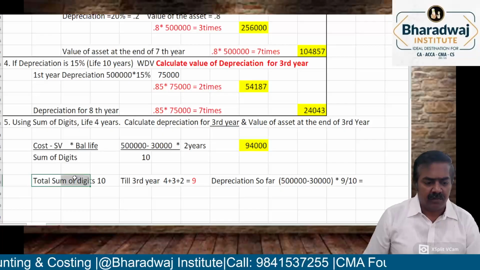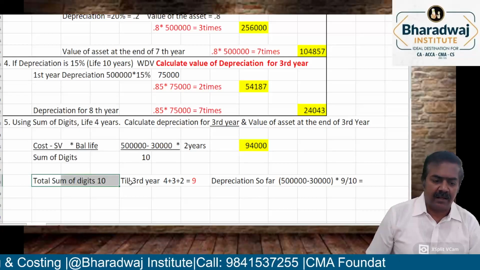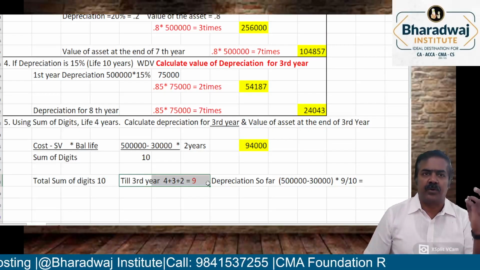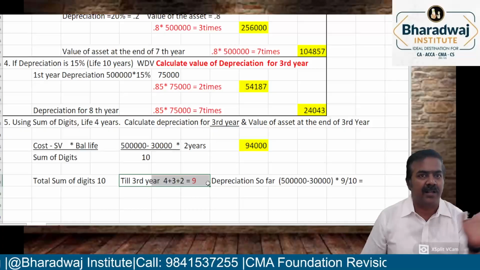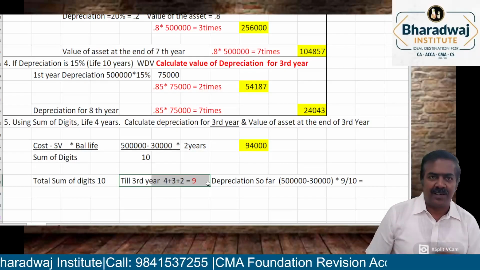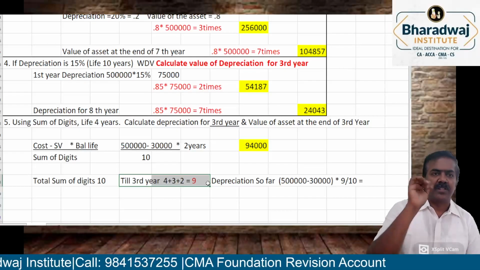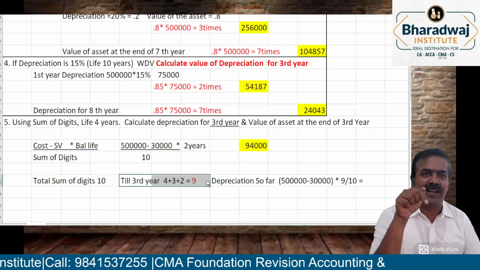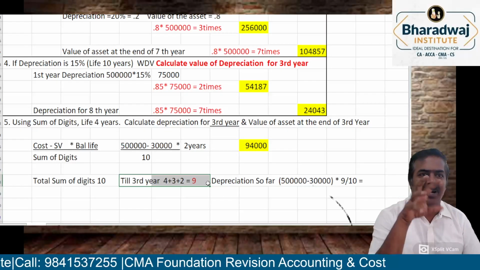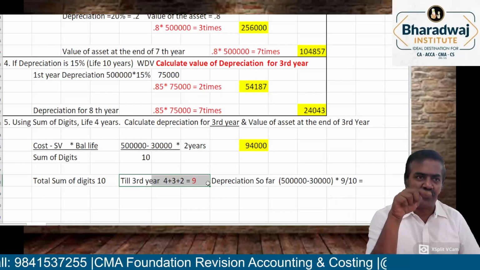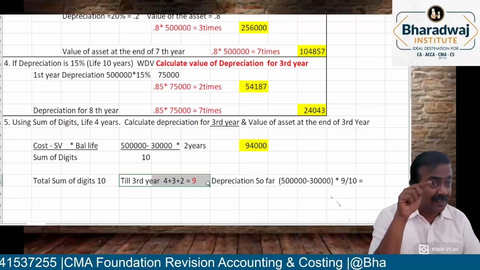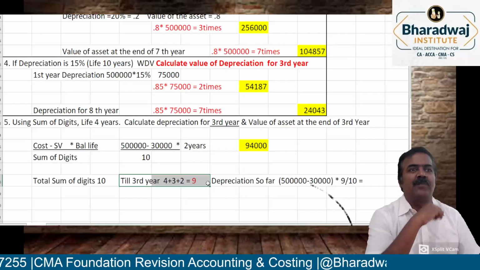I repeat, what is the total sum of digits? 10. Till third year, how many digits are over? 4 plus 3 plus 2, so 9 is over. Balance only 1 is left. How do you charge depreciation? First year 4 by 10, second year 3 by 10, third year 2 by 10, last year 1 by 10.